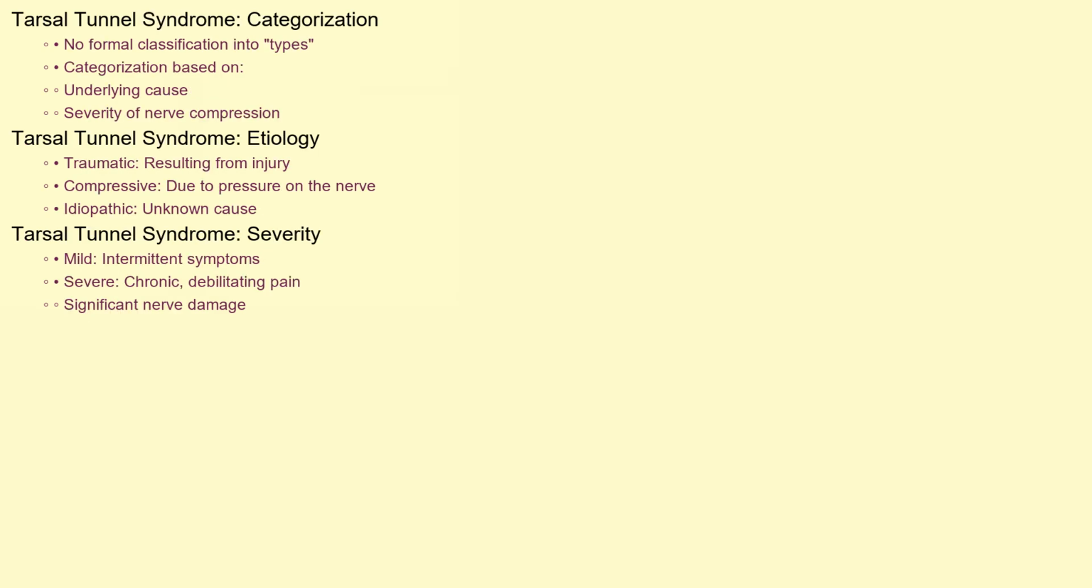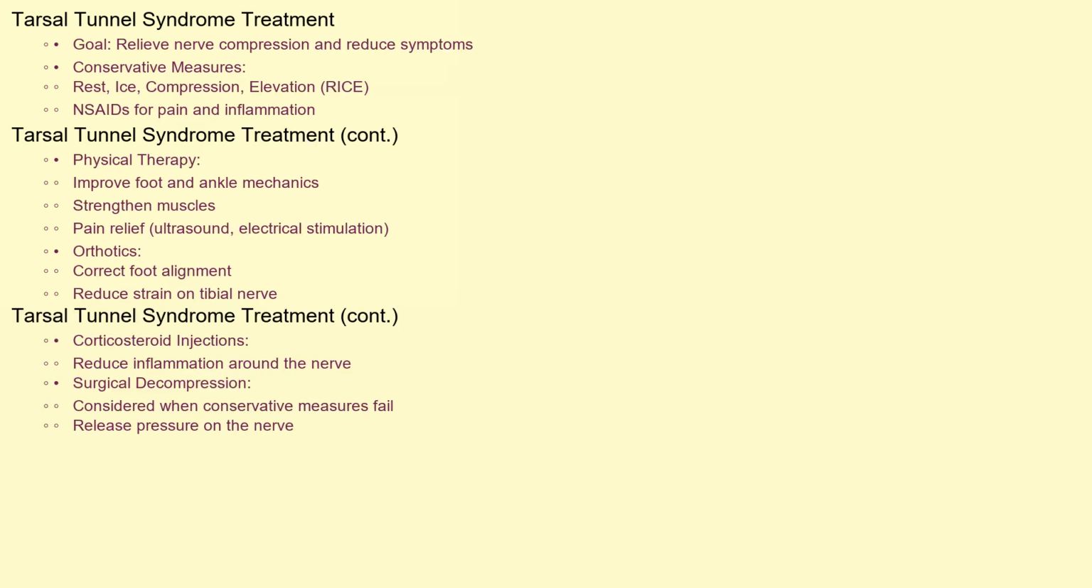While tarsal tunnel syndrome isn't formally classified into distinct types, it can be categorized based on the underlying cause or the severity of nerve compression. For example, it may be classified as traumatic, compressive, or idiopathic, depending on the etiology. Severity can range from mild, intermittent symptoms to chronic, debilitating pain with significant nerve damage.